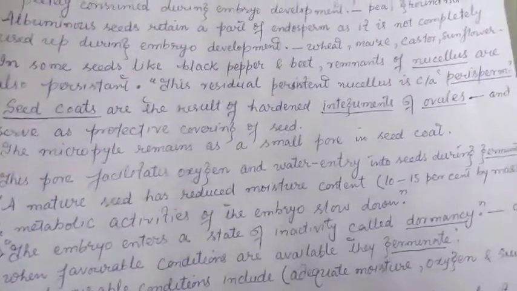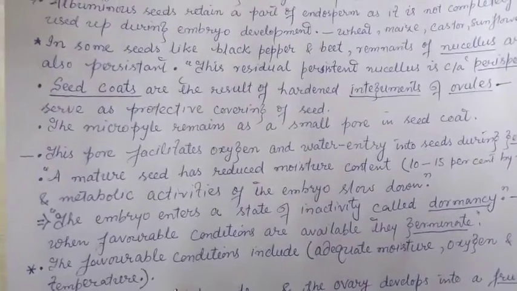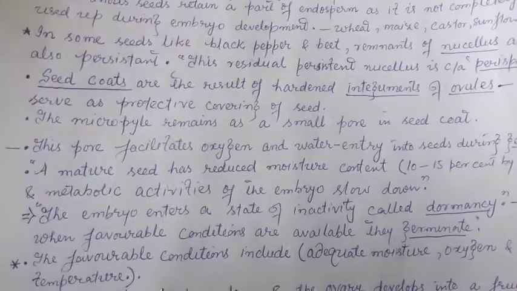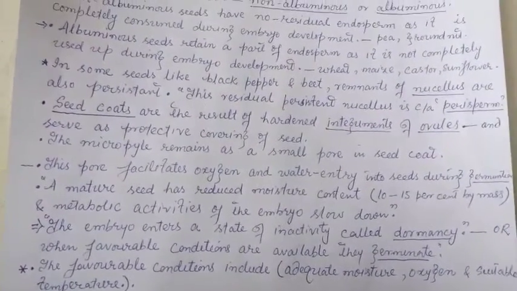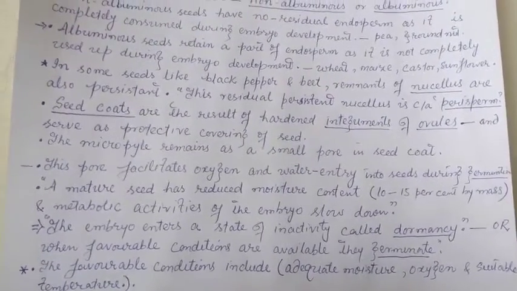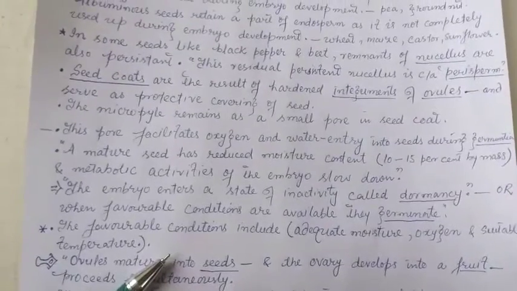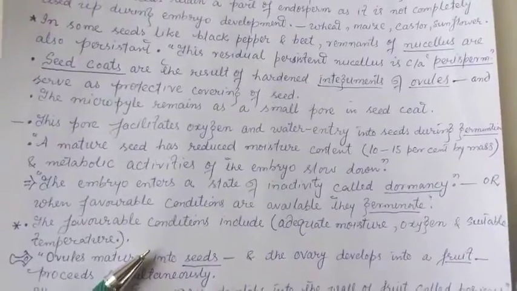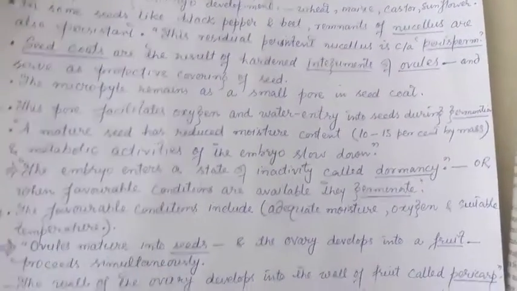A mature seed has a reduced moisture content, only 10 to 15% by mass, and metabolic activities of the embryo slow down. The embryo enters a state of inactivity called dormancy, and most of these dried seeds are dormant seeds, and these can be preserved for years together. And when the favorable conditions are available, they germinate. The favorable conditions may include adequate moisture, oxygen, and suitable temperature.